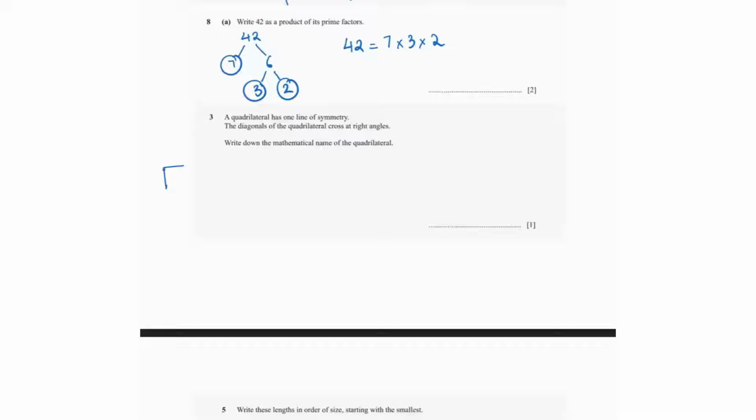We have a square. You need to know the properties of a square. A square has all equal lengths. All angles are right angles, so they're all equal. Then it has 4 lines of symmetry. 1, 2, 3, 4. Then it has rotational symmetry of order 4. And the diagonals meet at right angles.